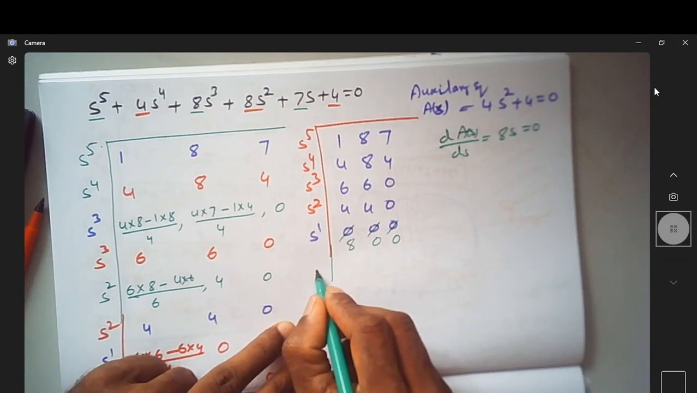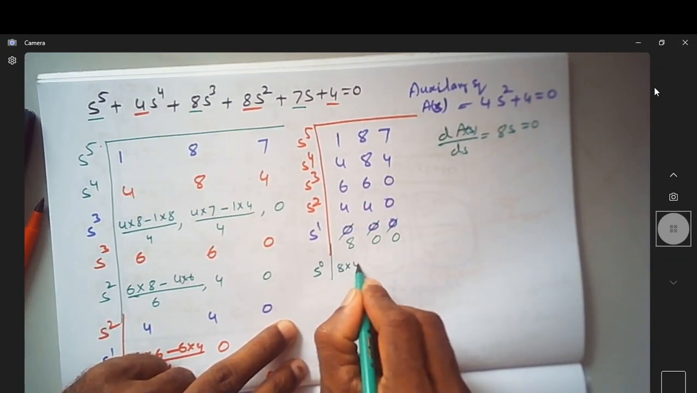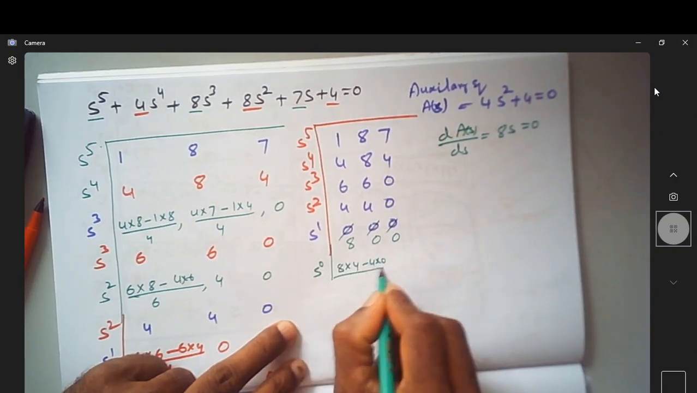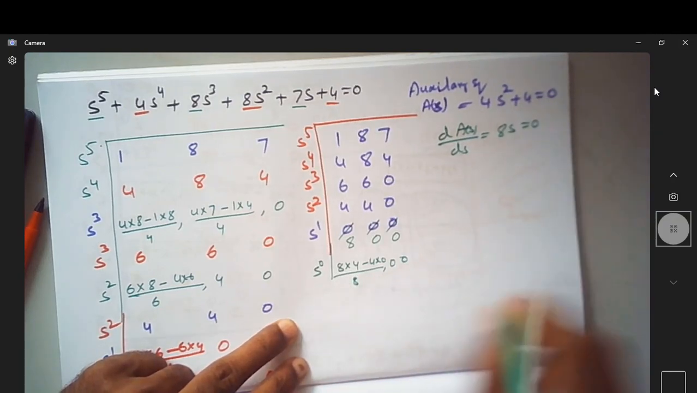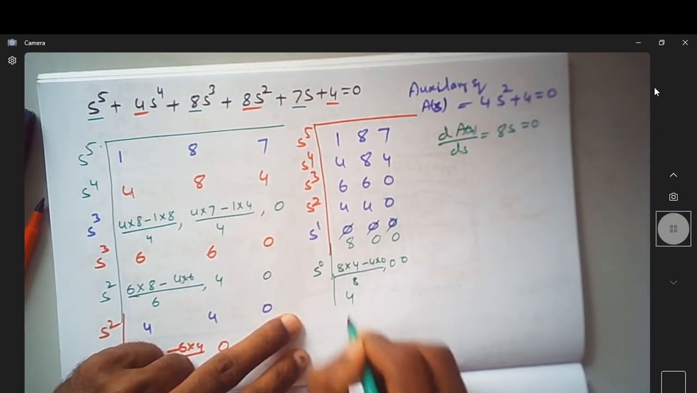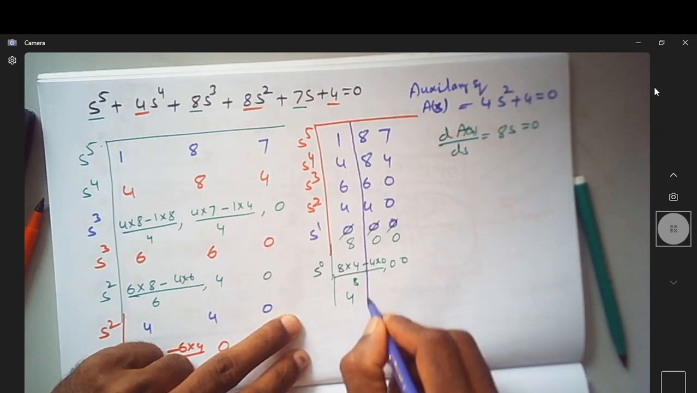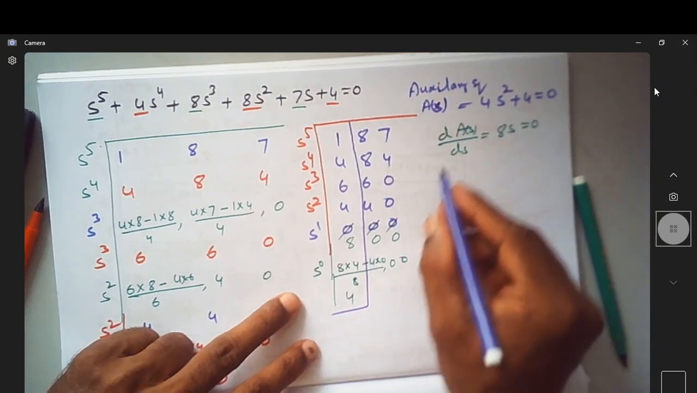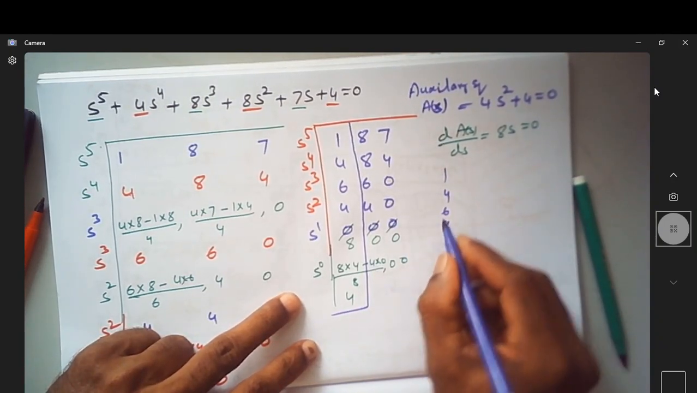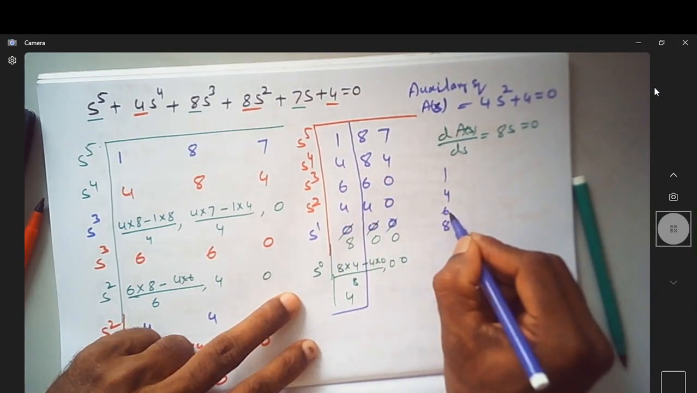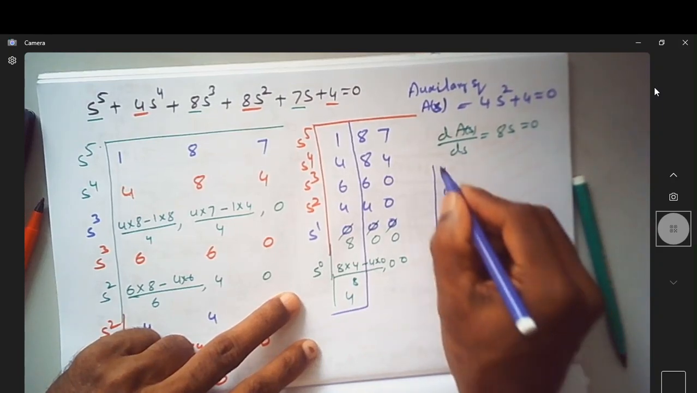Now you complete the other one. It is 8 into 4 minus 4 into 0 by 8, and 0, 0. This reduces to 4. Now what is the first column of the Routh array? Upon modifying it, it is 1, 4, 6, 4, 8, 4. So this is the first column of the Routh array.